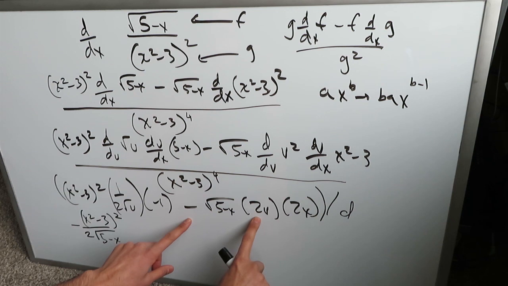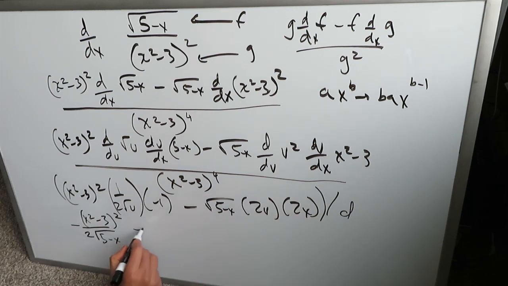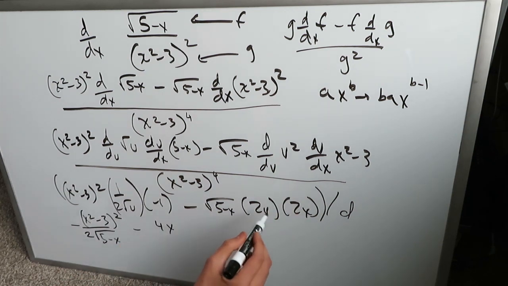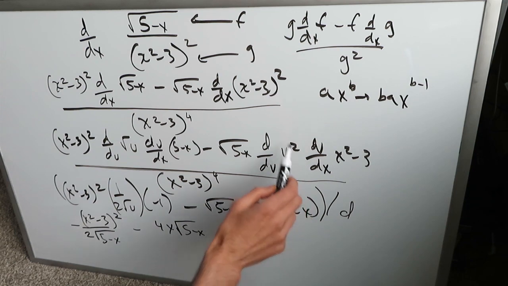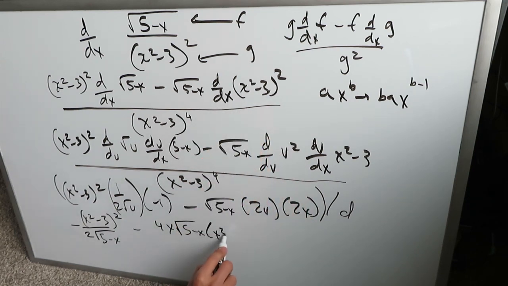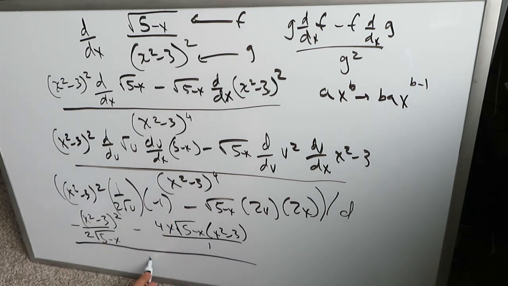Now let's look over here. 2 times 2 is a 4, and there's an x. Minus 4x, you have a root 5 minus x, and then what did our v represent? X squared minus 3, right? X squared minus 3. This is all over 1, and then this all is over our original denominator, x squared minus 3 to the power of 4. You could do a common denominator over here and work it all out and then present a final answer. I won't do that. We'll just stop right over here.